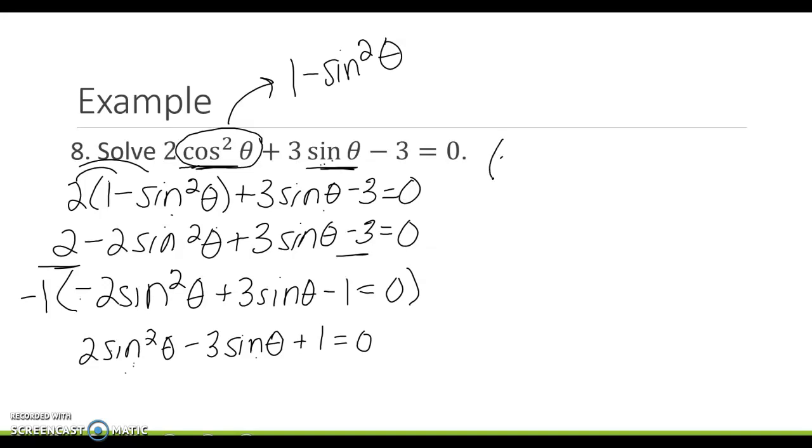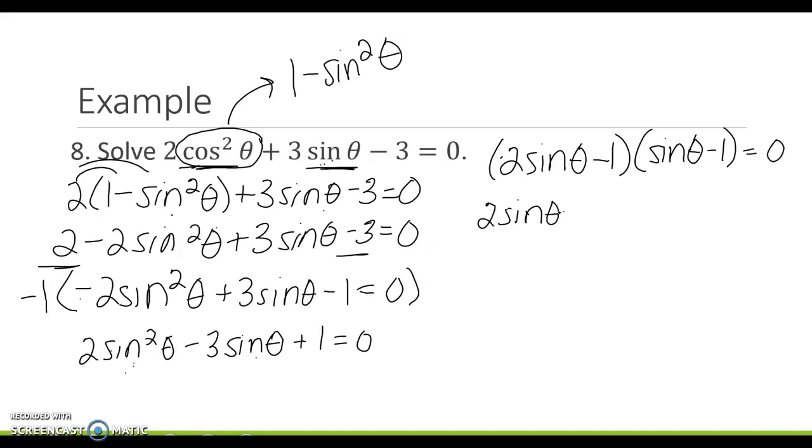So it is going to factor into 2 sine of theta minus 1 times sine theta minus 1 equals 0. And so that's going to be my 2 factors. 2 sine theta minus 1 equals 0 and sine theta minus 1 equals 0. So I'm going to solve this quickly. So I get 2 sine theta equals positive 1.